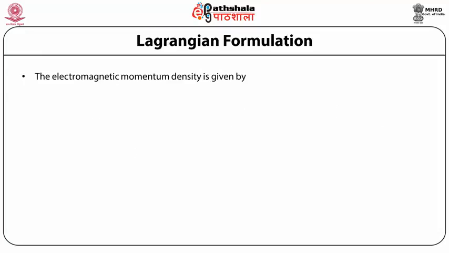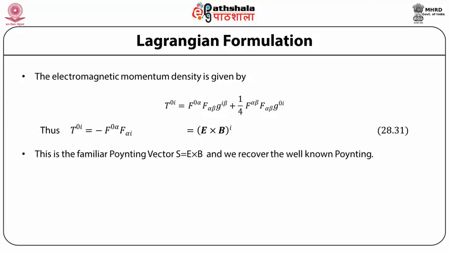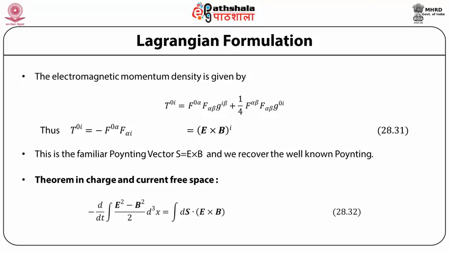The electromagnetic momentum density is given by T naught I is equal to F naught alpha into F alpha beta into GI beta plus 1 by 4 F alpha beta contracted with F alpha beta into G naught I. Thus, T naught I is equal to minus of F naught alpha into F alpha I, which equals the ith component of E cross B. This is the familiar Poynting vector S, which equals E cross B. And we recover the well-known Poynting theorem in charge and current free space. So we have minus d by dt into the integral E square minus B square by 2 d3x is equal to integral over dS dot E cross B.